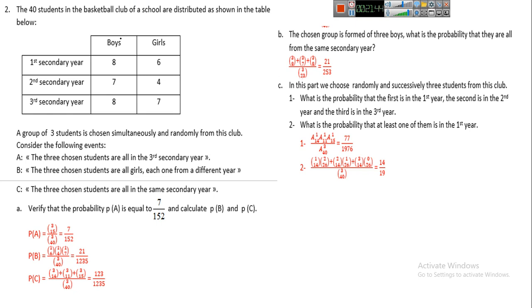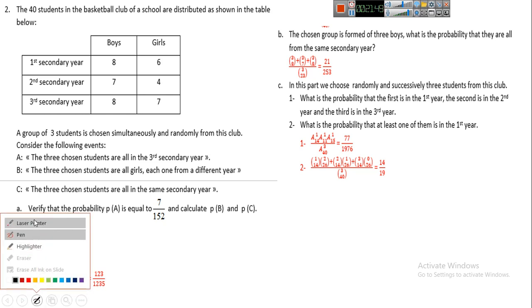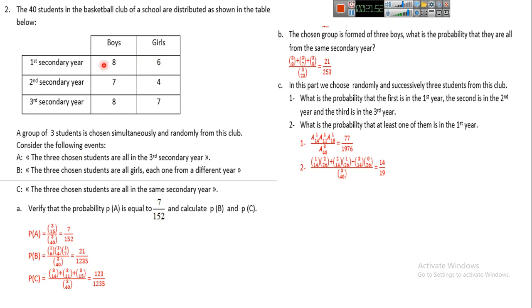Another problem, the 40 students in a basketball club are distributed as shown. You have first secondary, second secondary, third secondary, boys and girls. So directly it will help you to put the total here. So we have 14 students in secondary 1. I have 11 in secondary 2. I have 15. And that makes a total of 40 students.